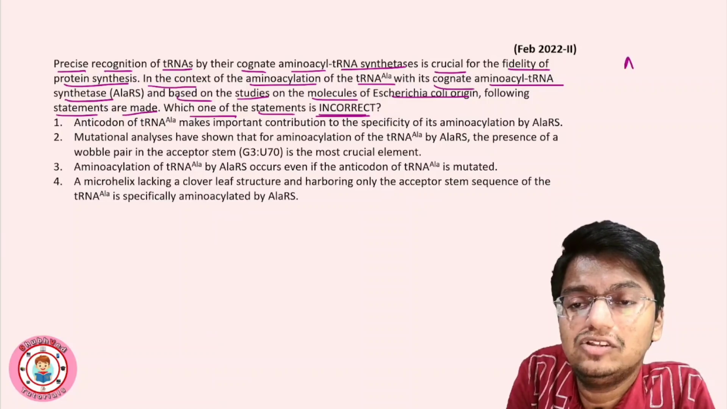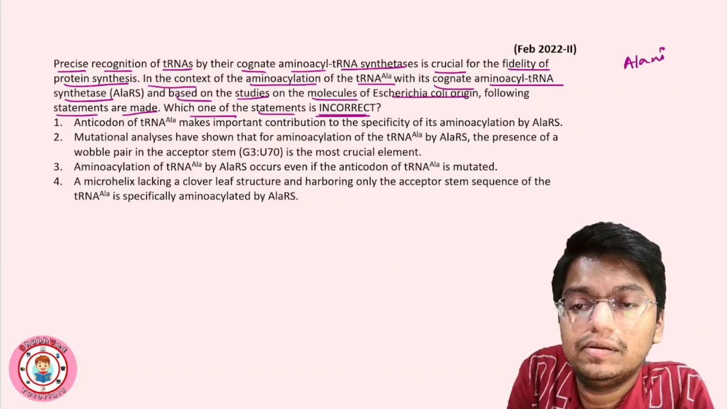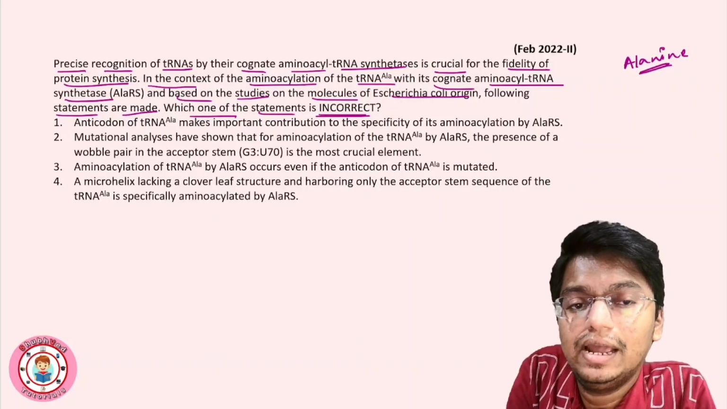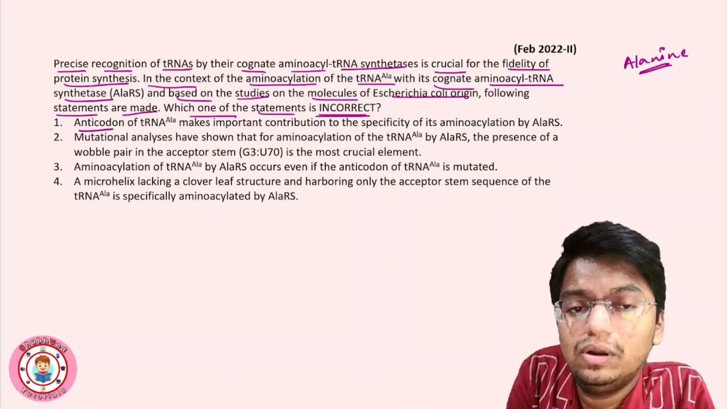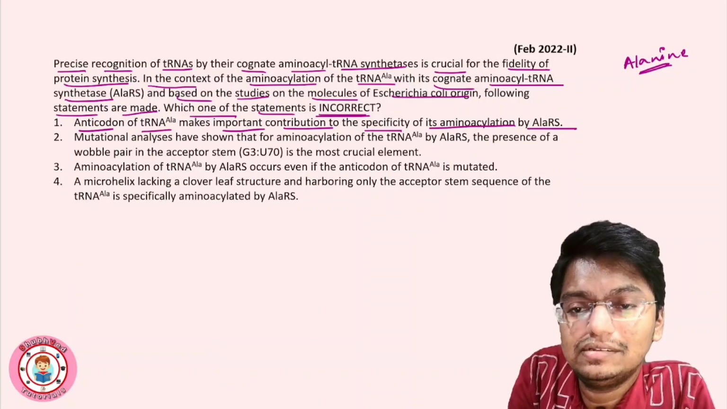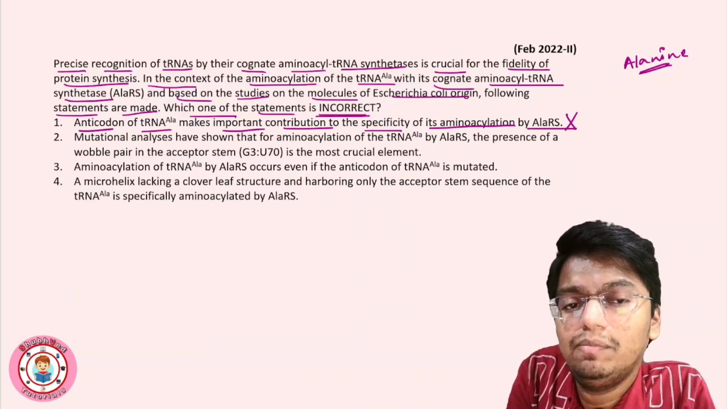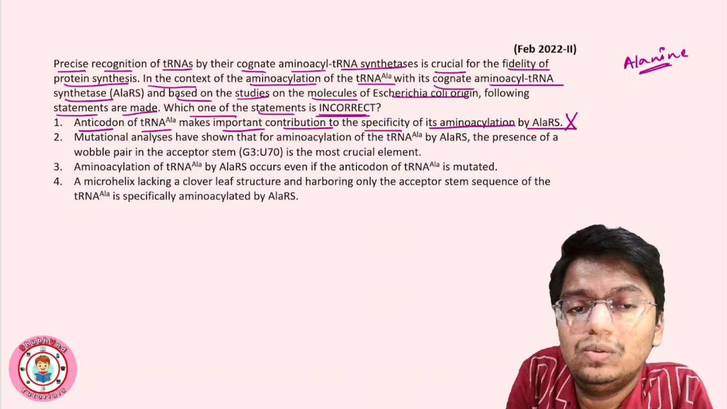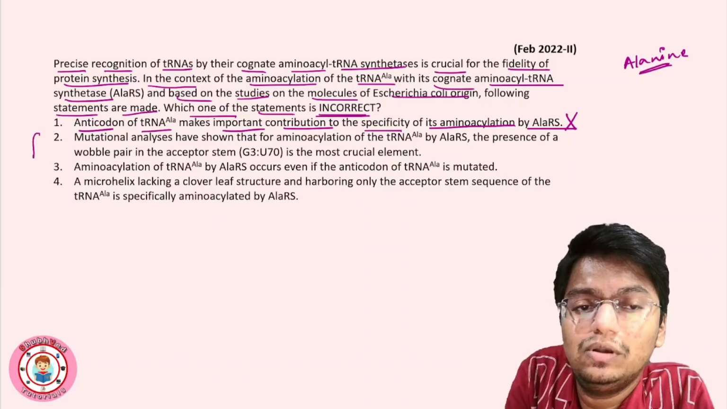So this is the case of alanine. You have to remember, right? Anticodon of tRNA alanine makes important contribution to the specificity of its aminoacylation by alanine tRNA synthetase. So this is the incorrect statement, because the anticodon's role is not important here, right? Why? I will tell you. Because the rest three statements are correct.